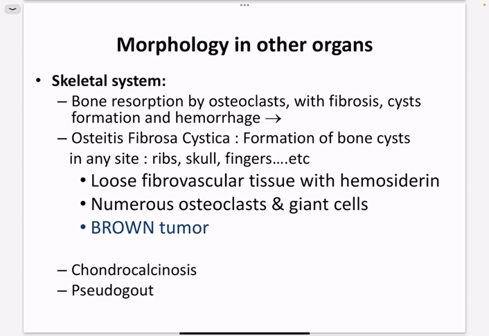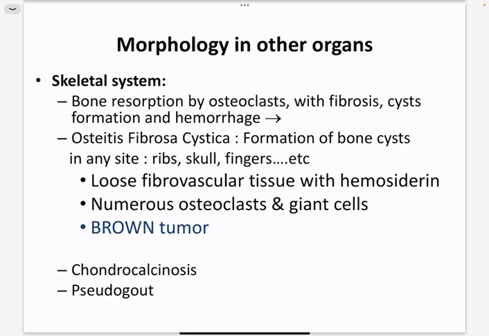Chondrocalcinosis can also happen. There is deposition of calcium in the cartilage, and this leads to joint abnormalities and so on. And so gout, and arthritis, which is inflammation of the joints. This is the appearance of the brown tumor, or the effect of the parathyroid hormone on the bone.